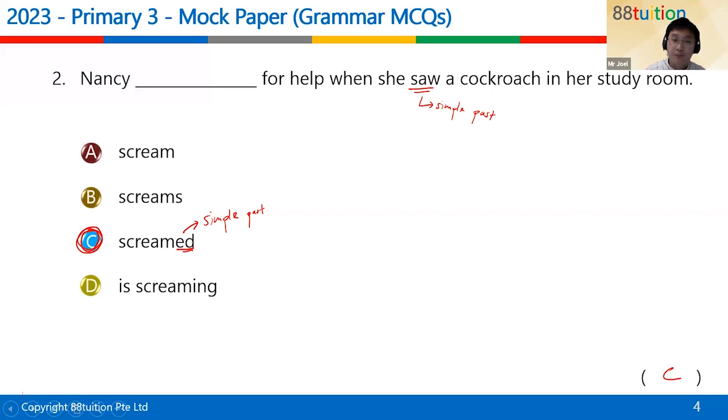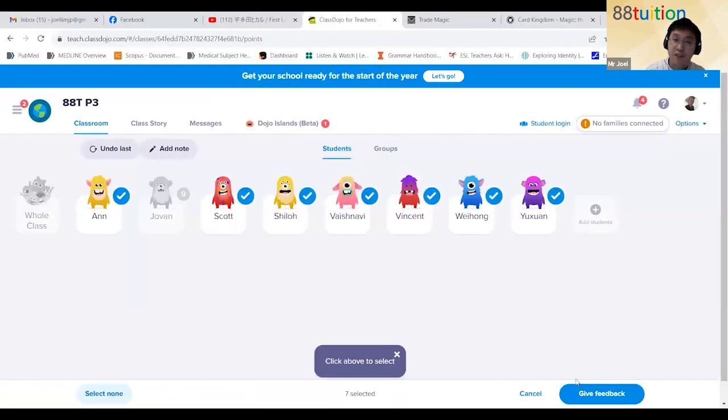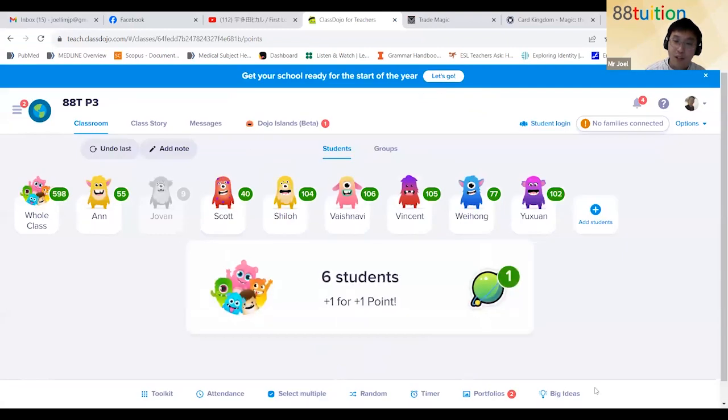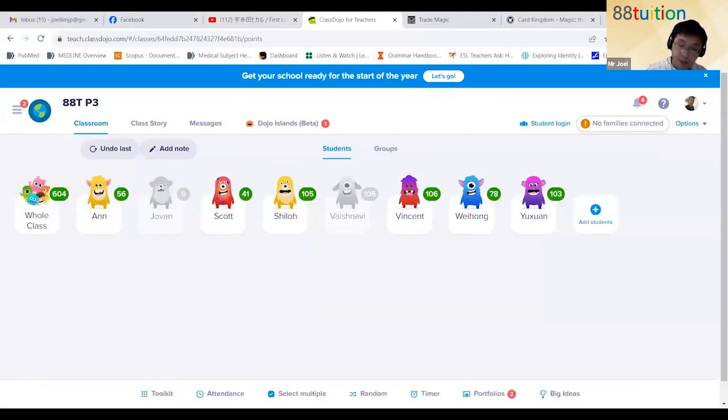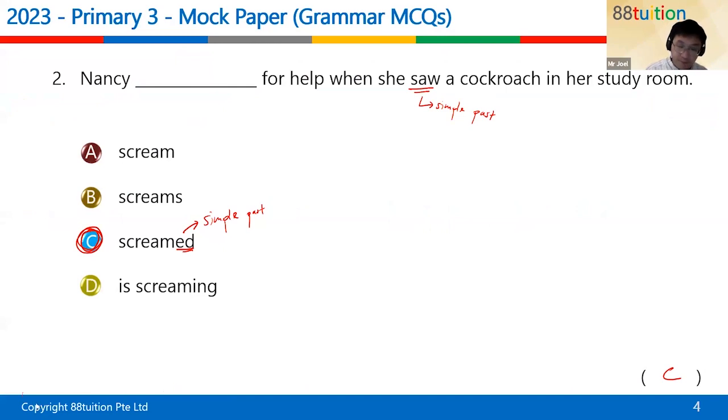Next. Everyone gets 1 point, except for Vaish. You know what? I think Vaish might be on an overseas holiday. Let me just put her on absent first. Okay, let's continue. This one here.